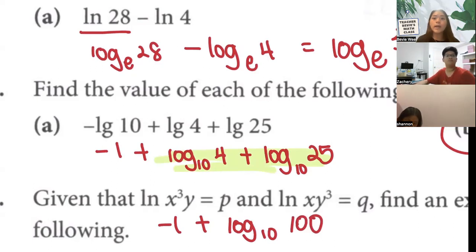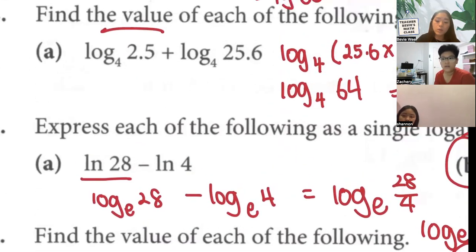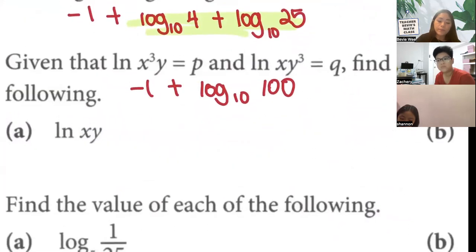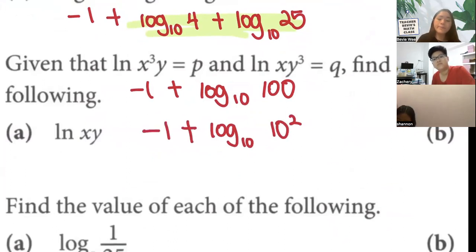How to solve log 10 100? I can press my calculator, right? But I don't want to. Because my calculator is log base 10, right? If it's log base 5, then no, you can't press. So just now, how did we do for this log 4 64? We split, right? And we make sure that it's a base that is nice to work with. So this one will give me log 10, 10 squared. 100 is 10 squared. Don't forget there's a minus 1.